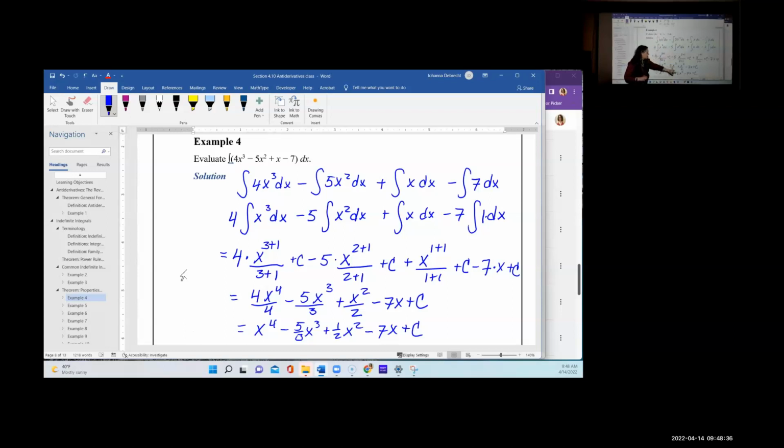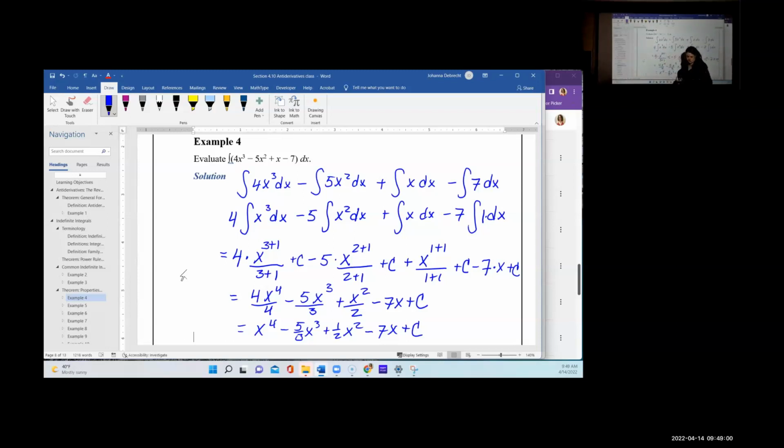Check. The derivative of 1/2 x squared, the 2 comes to the front and cancels the 2. So I get x. The derivative of negative 7x is negative 7. And the derivative of a constant is 0. All right. So to check your work, you just take the derivative of the antiderivative to get the integrand back again.